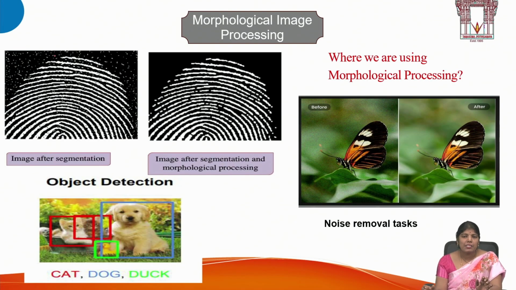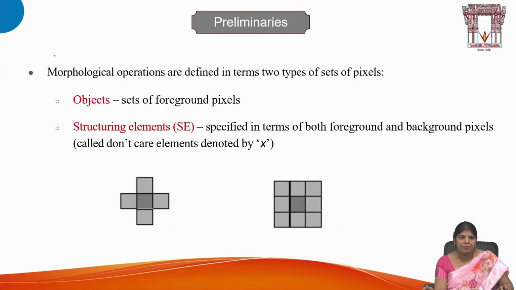Where can we use morphological image processing? On an image after segmentation. Segmentation means dividing the image into subparts. Morphological operations can be applied as pre-processing of the input image before segmentation, or as post-processing after the output of the image segmentation. Morphological operations are also used on an image which consists of noise, to remove the noise, and also to detect the objects in the image. These are some applications of morphological image processing.